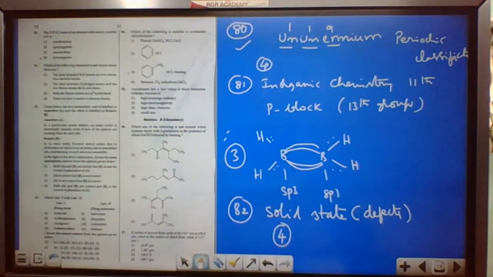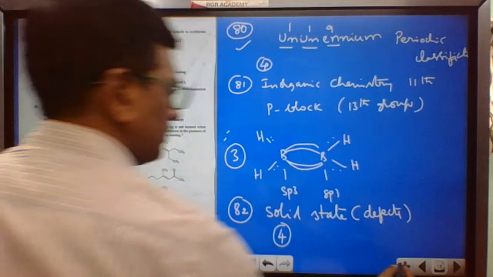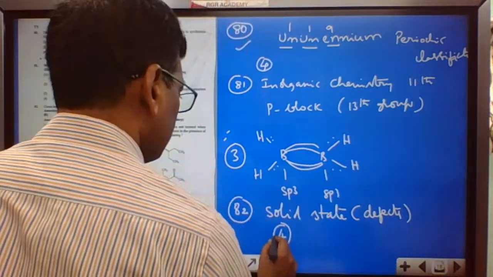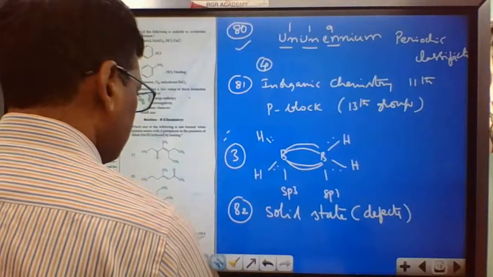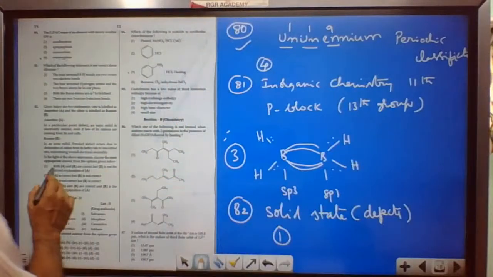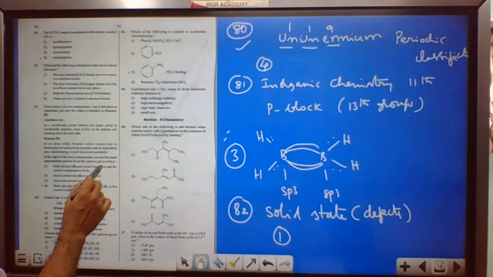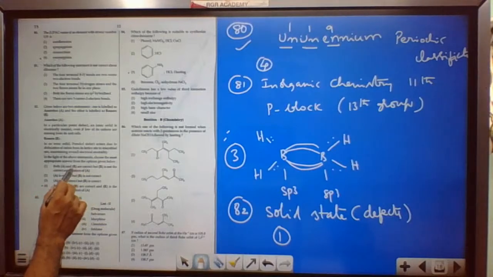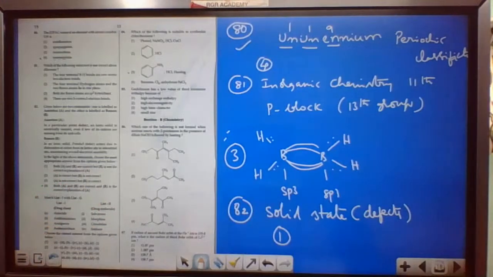82, the 4th one. One minute. Sorry, by mistake. So this is option 1: both A and R are correct, but R is not the correct explanation of A. The 4th option is both A and R correct and R is the correct explanation. If that is wrong, that is wrong.